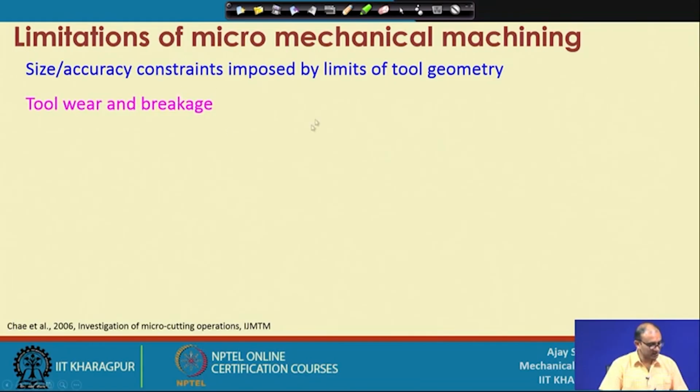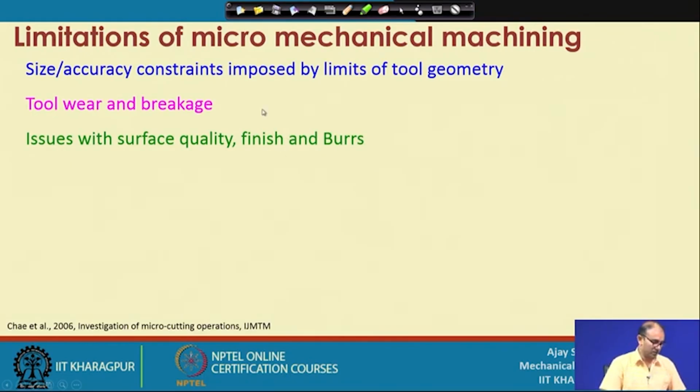Tool wear and breakage is very frequent in this case. Breakage is frequent compared to tool wear. Issue with the surface quality, finish and burrs, because if you are getting these particular things in the negative direction, then it is very difficult to remove those artifacts at the later stage. Material grains are also important here, that is related to both the sides, that means not only the workpiece side, but on the tool side also.